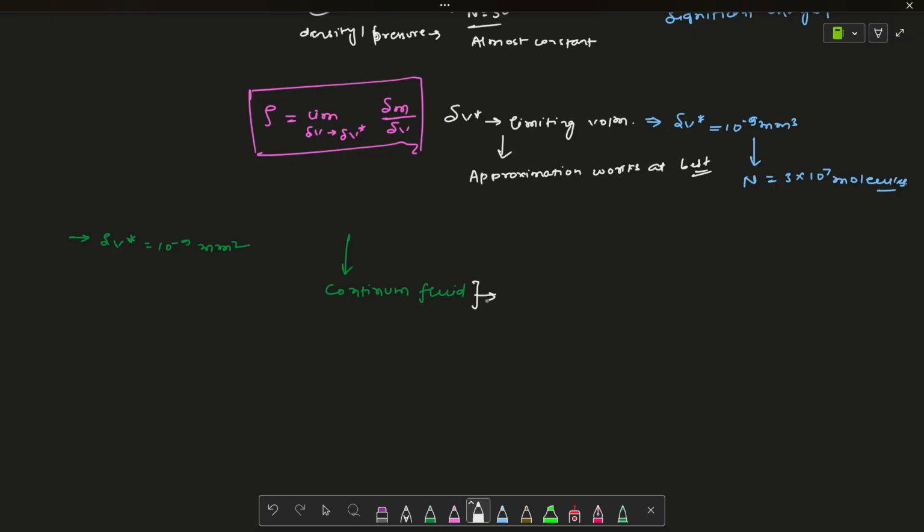That means we are considering the fluid as a packet kind of thing, where we define density, pressure, and everything, and that remains constant. This process of dealing with fluid is known as continuum fluid. So for the whole topic we are dealing with continuum fluid.